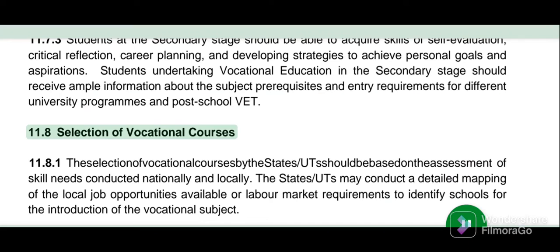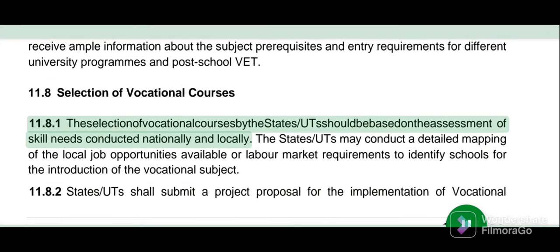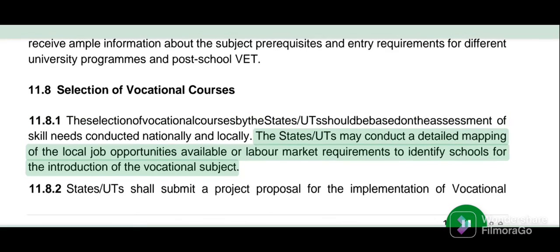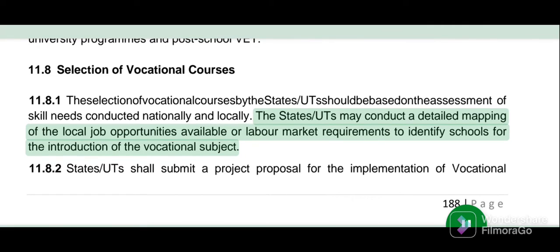11.8 Selection of vocational courses. 11.8.1 The selection of vocational courses by the states should be based on the assessment of skill needs conducted nationally and locally. The states and UTs may conduct a detailed mapping of the local job opportunities available or labor market requirements to identify schools for the introduction of the vocational subject.